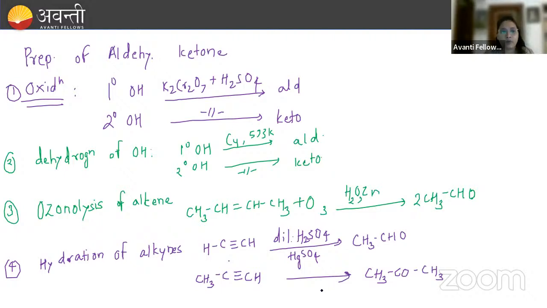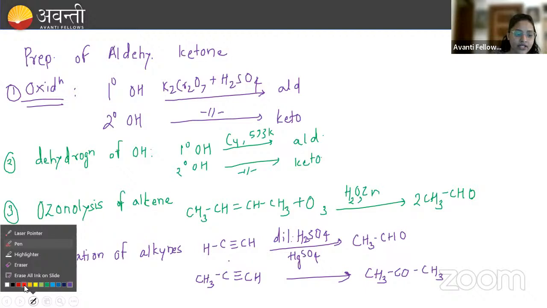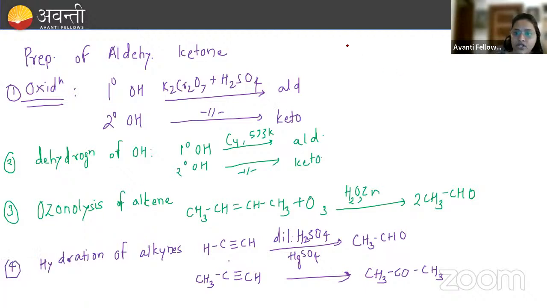Okay, this is about preparation of aldehydes and ketones. We have seen oxidation, dehydrogenation of alcohol, ozonolysis of alkene, hydration of alkynes. Next, preparation of aldehydes only. For that, we know a very interesting reaction, the Rosenmund reduction. Only for preparation of aldehyde. The name of the reaction is Rosenmund reaction.